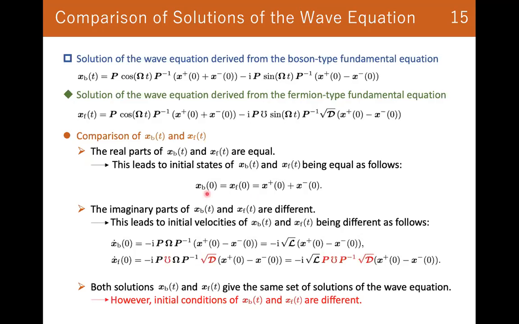The imaginary parts of xbt and xft are different. This leads to initial velocities of xbt and xft being different as these formulas. Accordingly, both solutions xbt and xft give the same set of solutions of the wave equation, but the initial conditions of xbt and xft are different.